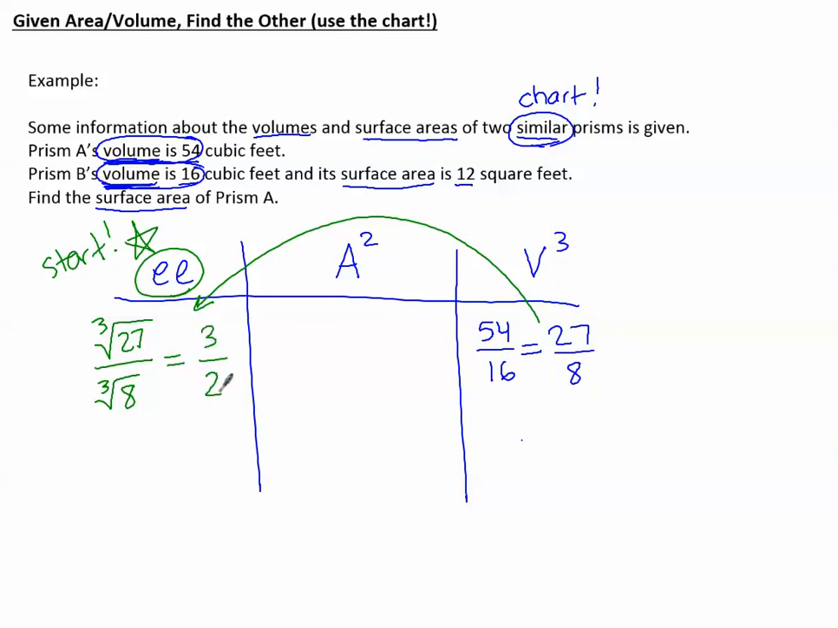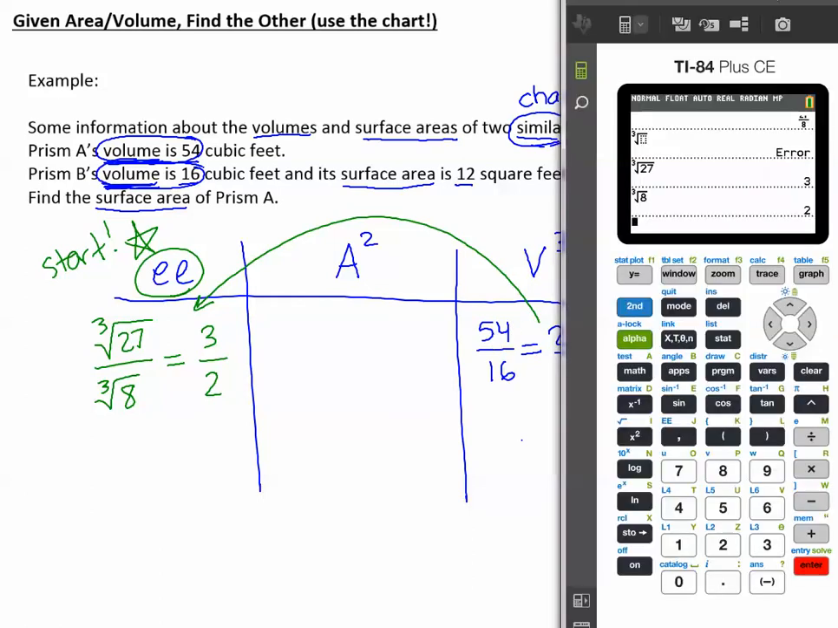Now let's say I forgot to reduce this and I tried to take the cube root of the original numbers, 54 and 16. See what would happen? Cube root of 54, and I get a decimal. That would be really yucky to work with, and that's never going to happen. So if you see that, think about that. We didn't simplify our fraction first.